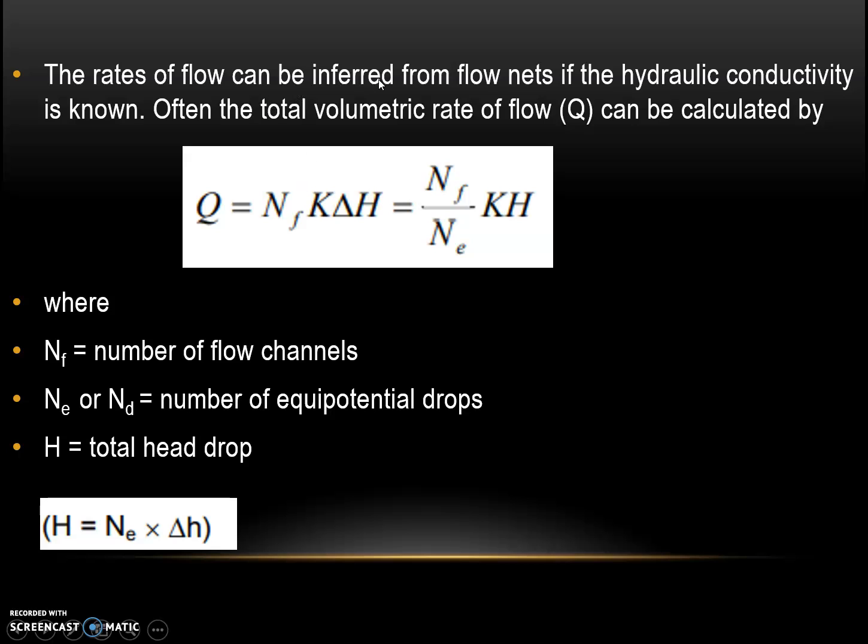The rate of flow can be inferred from flow nets if the hydraulic conductivity is known. Total volumetric rate of flow Q can be calculated using formula NF K delta H, which is equal to NF divided by NE into K into H, where NF is number of flow channels, NE or ND is number of equipotential drops, and H is equal to total head drop. Here H is equal to NE into delta H.